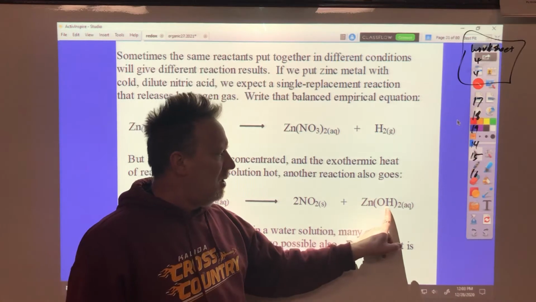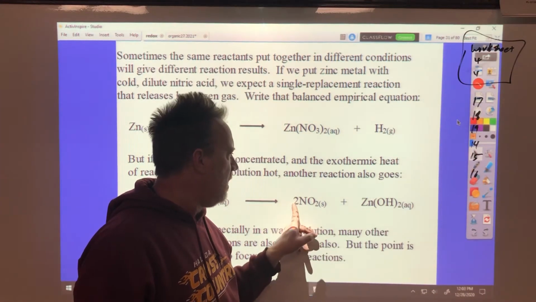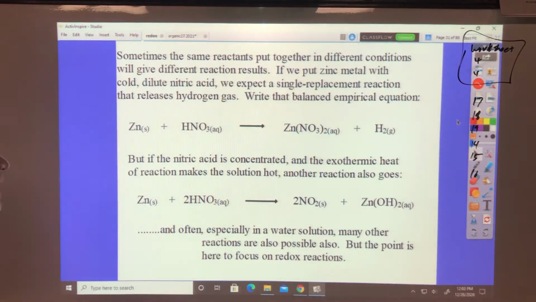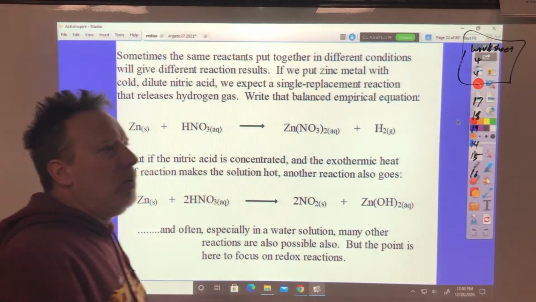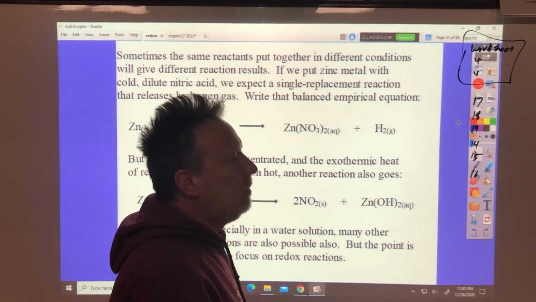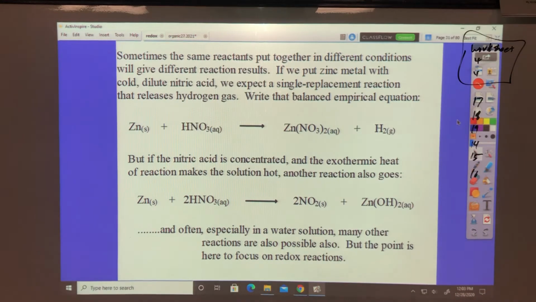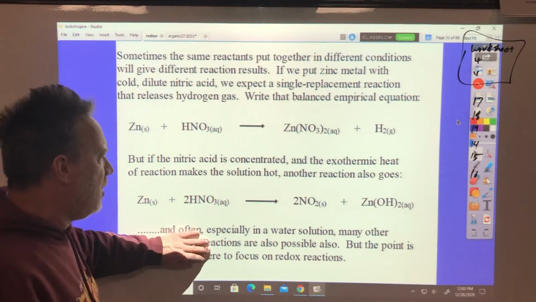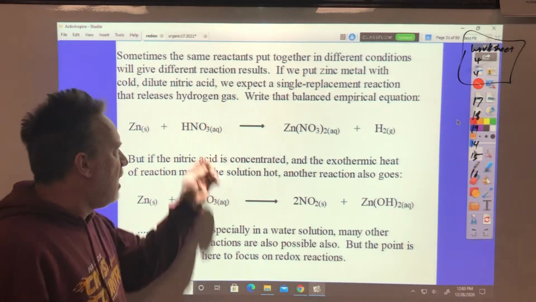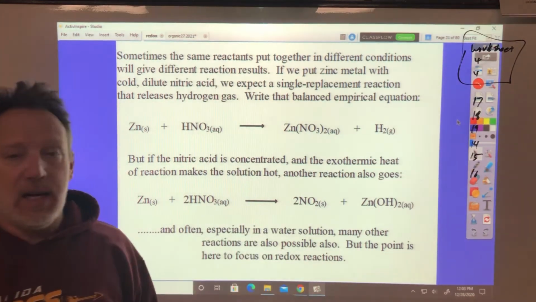And you get zinc hydroxide, zinc 2 hydroxide, and nitrogen dioxide gas. It's a very toxic brown gas. It's the one we were making when I was dissolving those little sterling silver cups. Many other reactions are possible also. The point here is to focus on the redox, which is, by the way, be careful around nitric acid because it'll do redox reactions and release that gas.